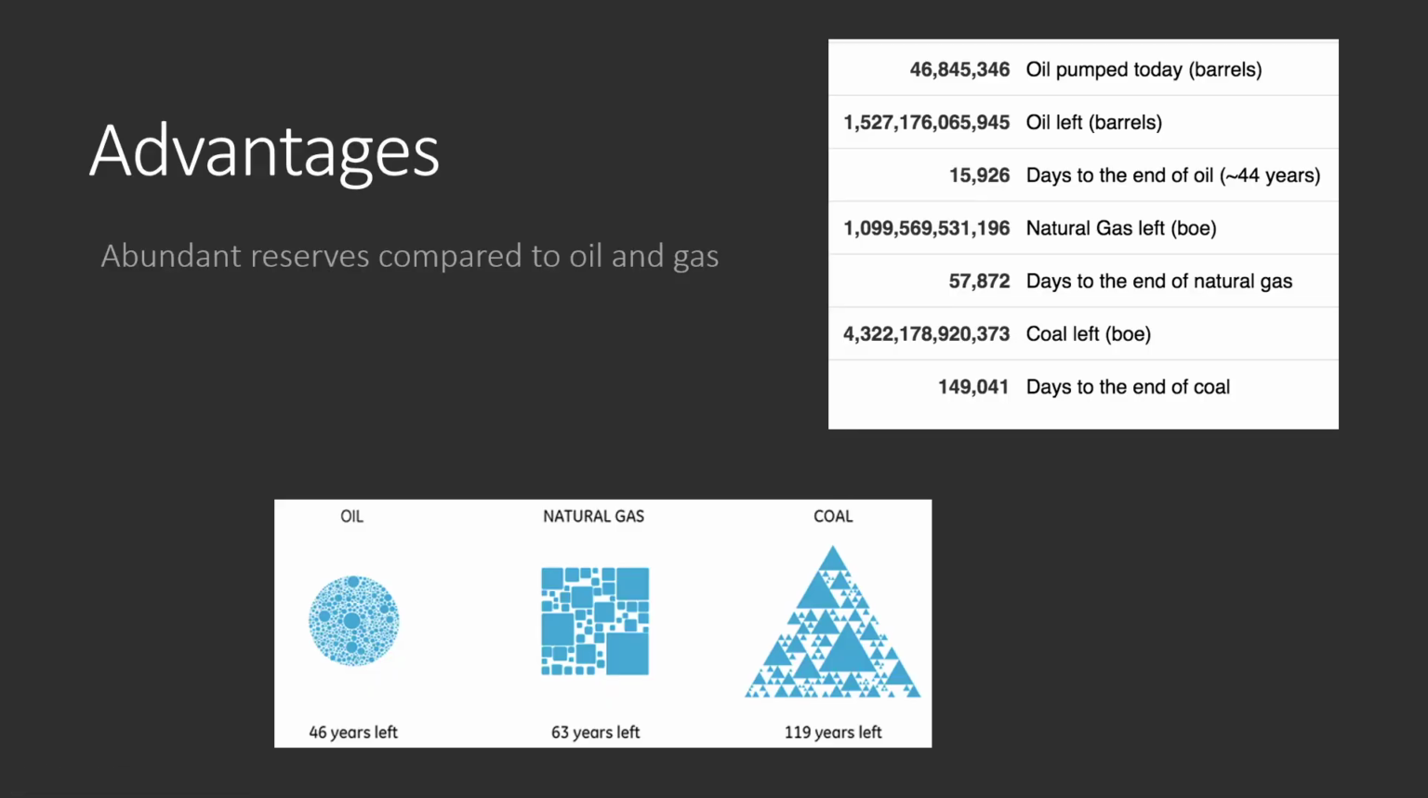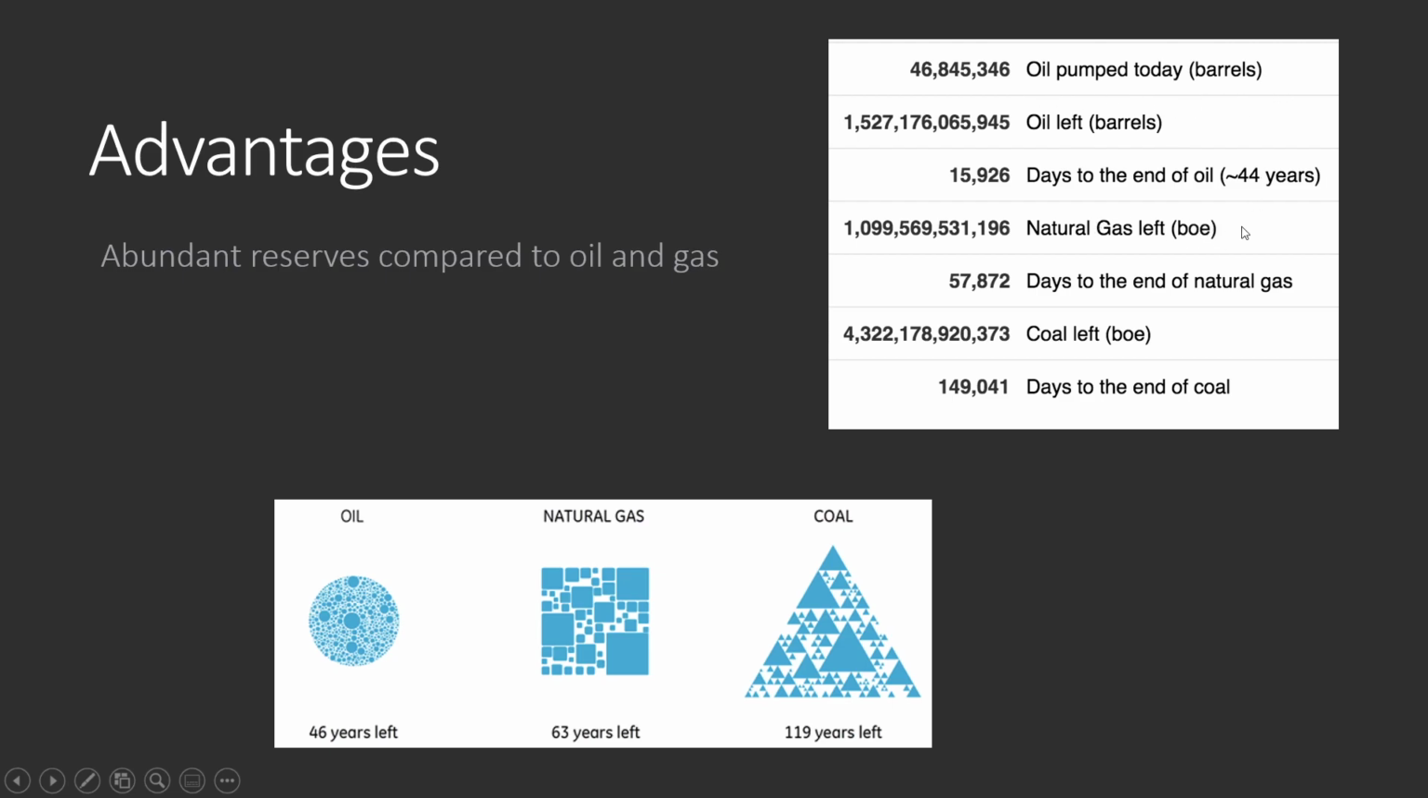Now, some of the advantages to using coal is that there are abundant reserves compared to oil and gas. So these are just some of the numbers. 46 million barrels of oil are pumped today. It's estimated that we have about 1.5 trillion barrels of oil left. So we have about 44 years until we use the rest of the oil, assuming that we keep pumping at the same rate as today.